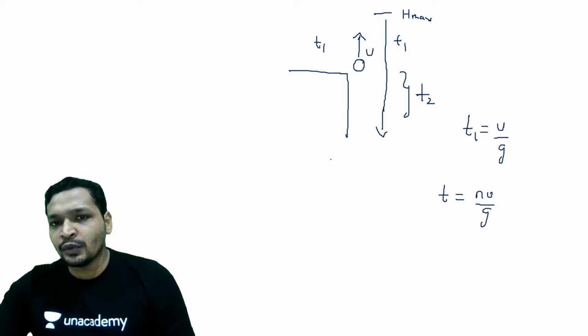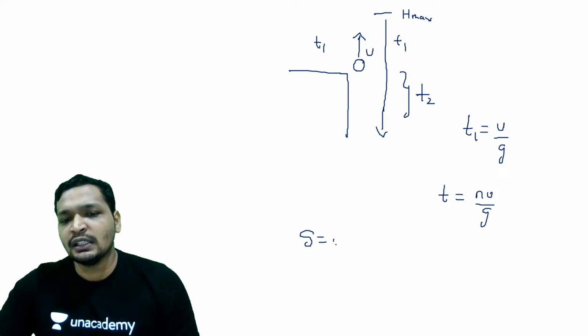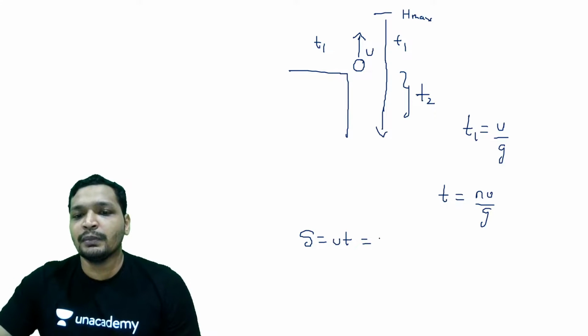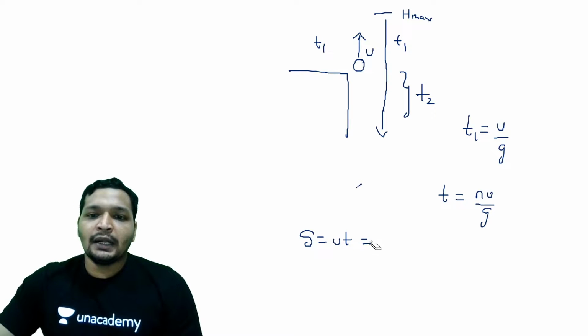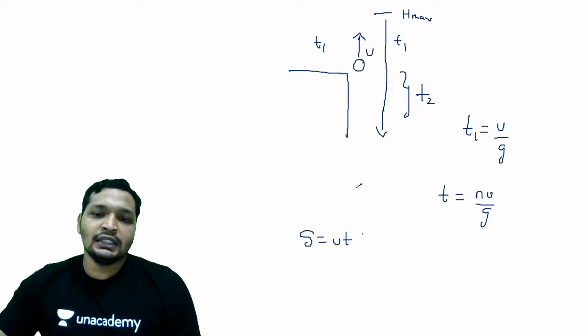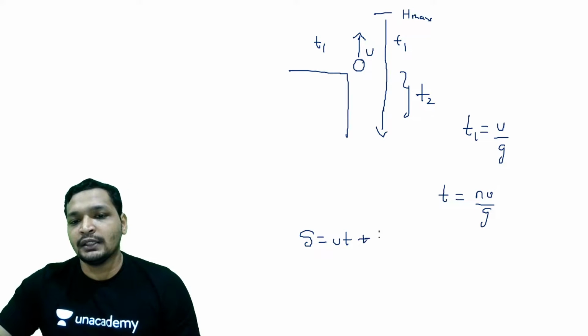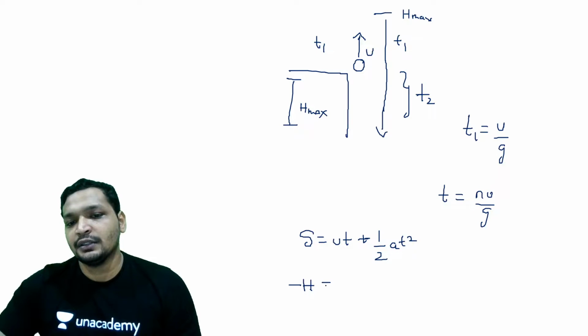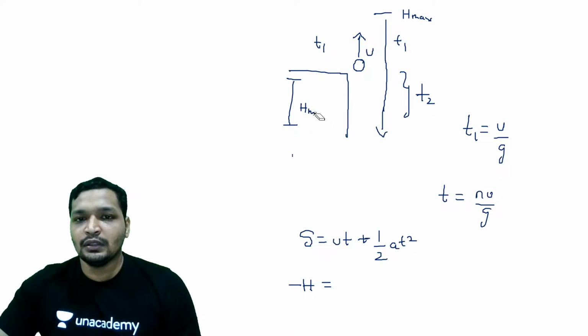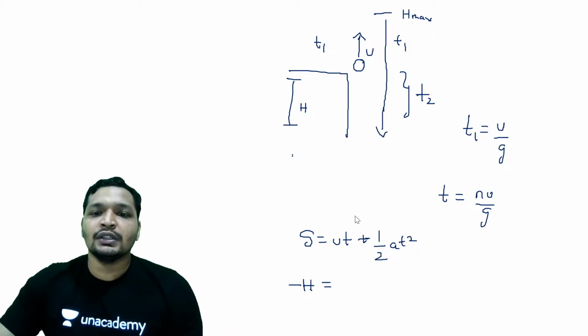Since you projected with u in positive direction, you can keep it as such. In even simpler terms, s is equal to ut plus half at square. But now there is a catch. What is the catch? You apply this equation. If this is h, and you take u as positive, you have to keep this as minus h. This is not h max, this is h. Then this equation is applicable.